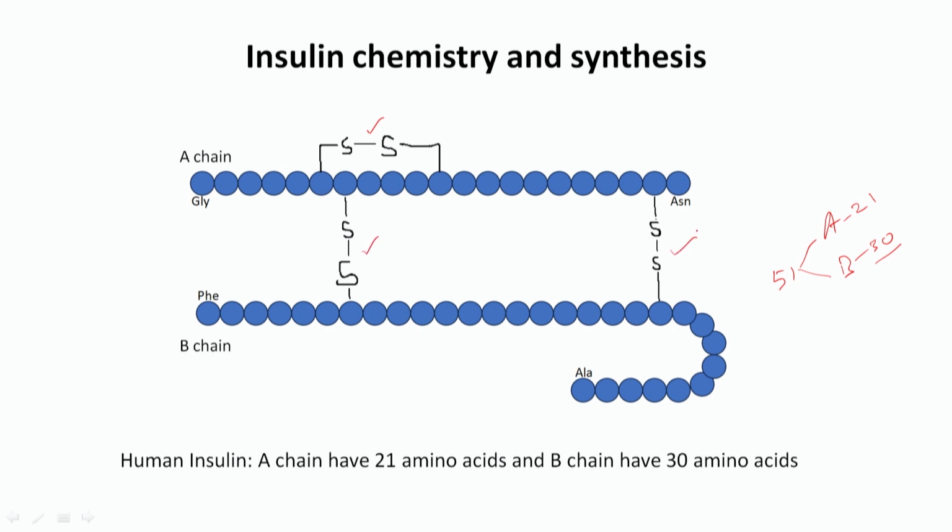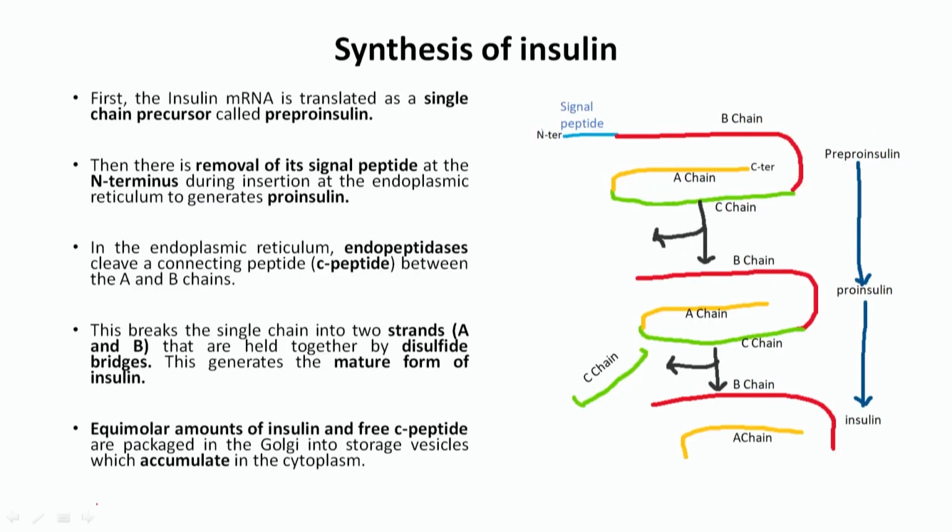So insulin is made up of 51 amino acids with 2 chains, the A chain and B chain, and both chains are connected by 3 disulfide bonds. The synthesis of insulin takes place in the same manner as we have discussed for the synthesis of protein hormones.